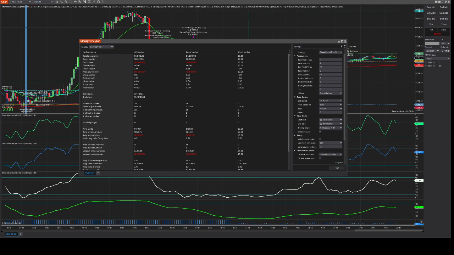We had a guy today. Holy crap! What is this? Ooh, well, let me see. What is going on here? 92%. 26 winning trades, 2 losing trades. The average losing trade was $900.